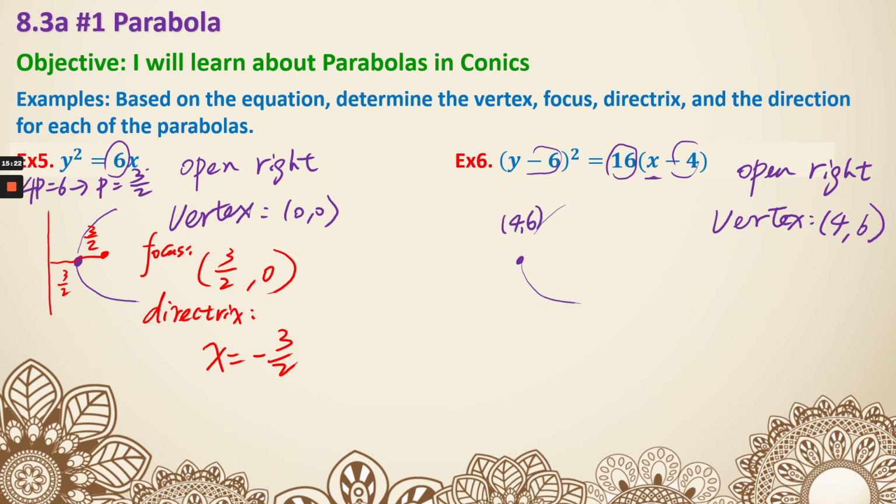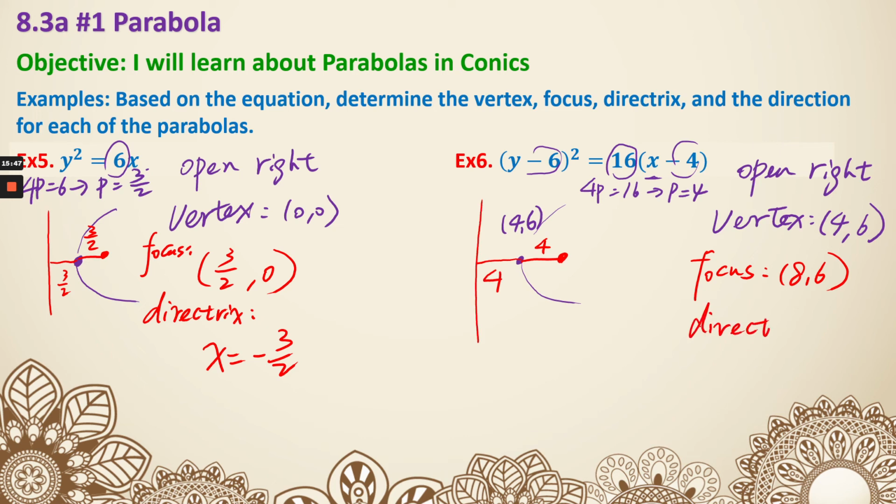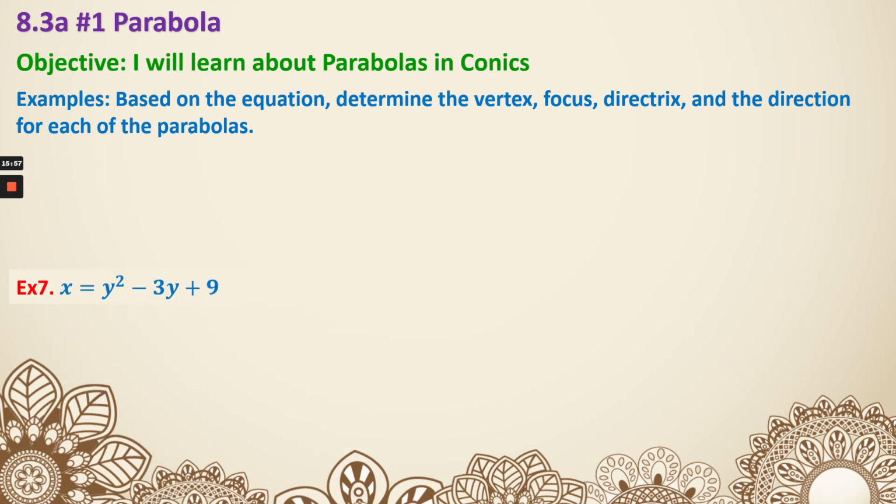So next, let's figure out our p. 4p is going to be 16, so that means my p is going to be 4. So my focus is going to be 4 away from my vertex. That means my focus is going to be 8, 6. Also 4 away on the other side to get to the directrix. My directrix is going to be x equals -4. That is example 6.